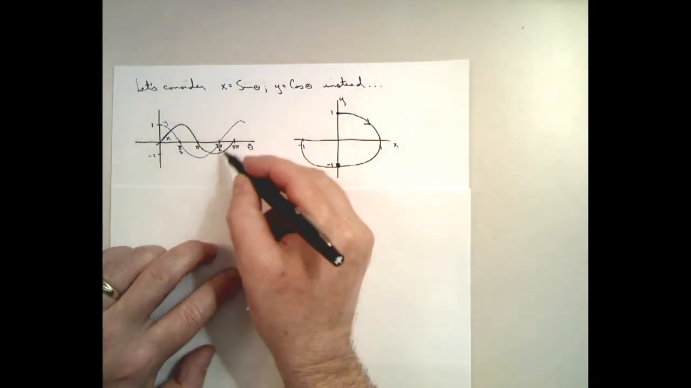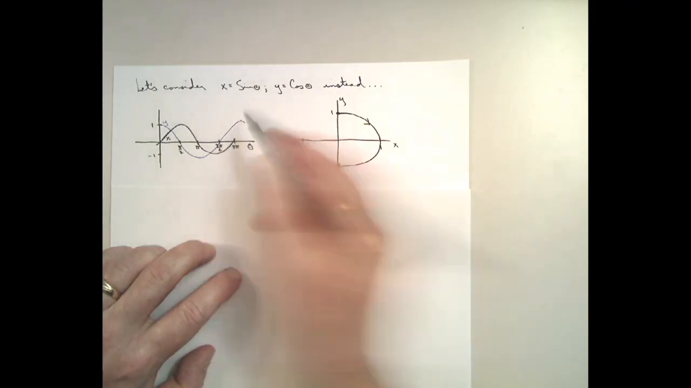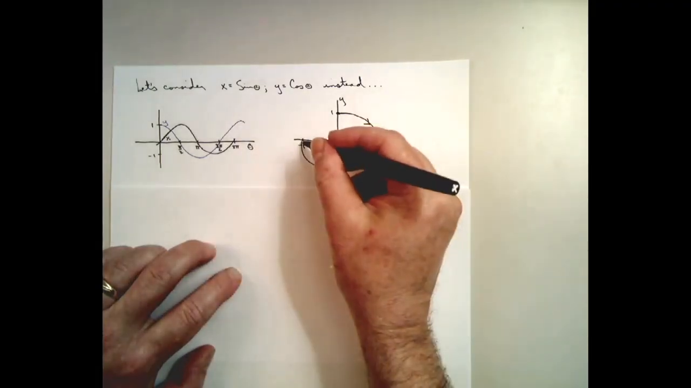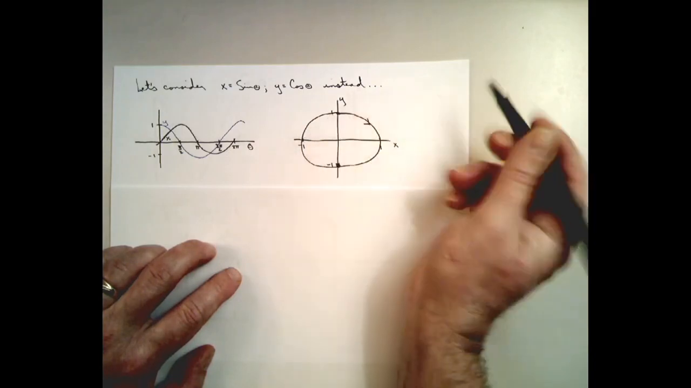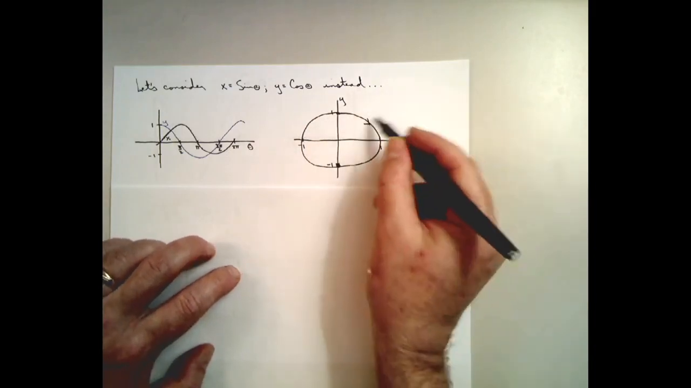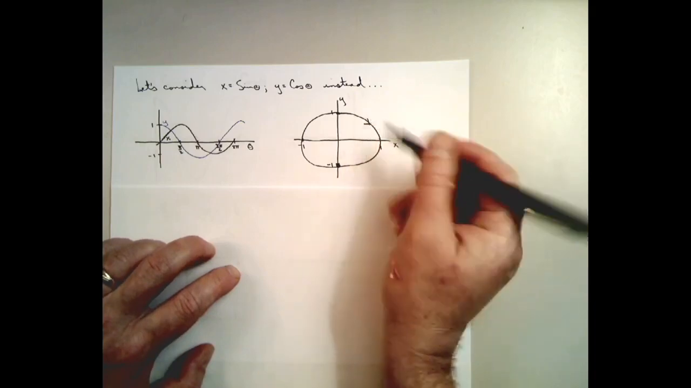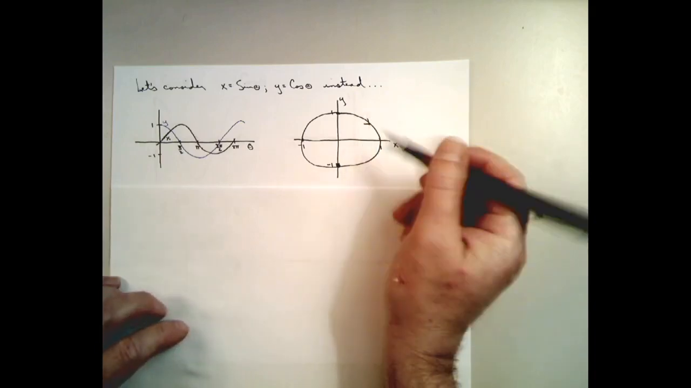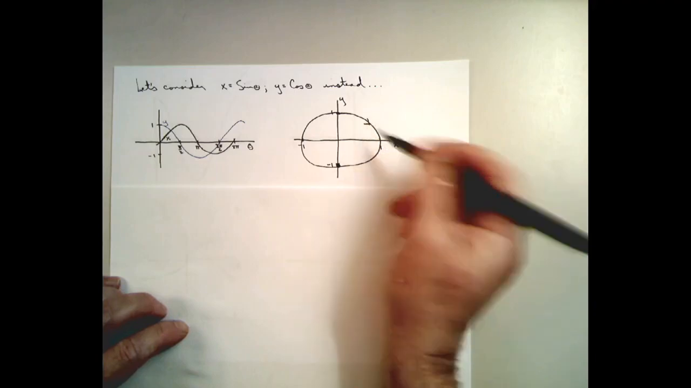And then finally, x is going to increase to 0, y is going to increase to 1. And I've got another circle of radius 1, but this time the direction of motion is reversed from the other example.